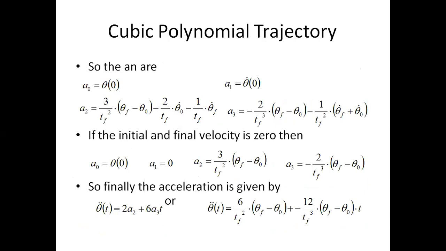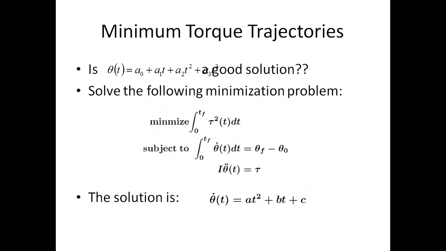So we have two conditions: the initial and final velocity are 0, along with the value of acceleration. The final expressions we get are a0 equal to theta naught and a1 equal to 0. The value of a2 is 3 by tf squared of theta f minus theta naught, and a3 is 2 by tf cubed of theta f minus theta naught. For acceleration, we have to do 2 times multiplication of this value, so we can get the value of theta naught. So theta and this is over.